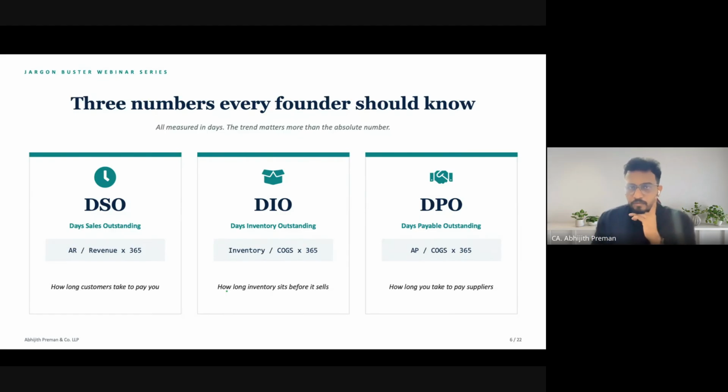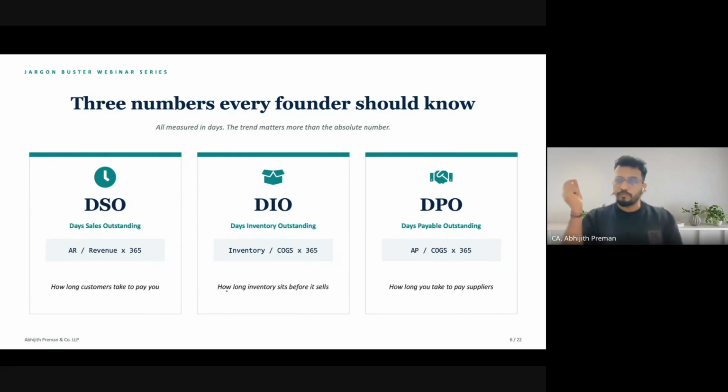Then we have DIO. DIO is not relevant for the service industry, but for manufacturing and trading. To discuss the cash cycle, we need to discuss these topics, that's why I've included that as well. DIO means days inventory outstanding. The formula for that is inventory divided by cost of goods sold into 365. So for example, you have 1 lakh worth of inventory and the cost of goods sold is say 10 lakh rupees. You get 1 lakh divided by 10 lakh into 365, which is 36.5 days.